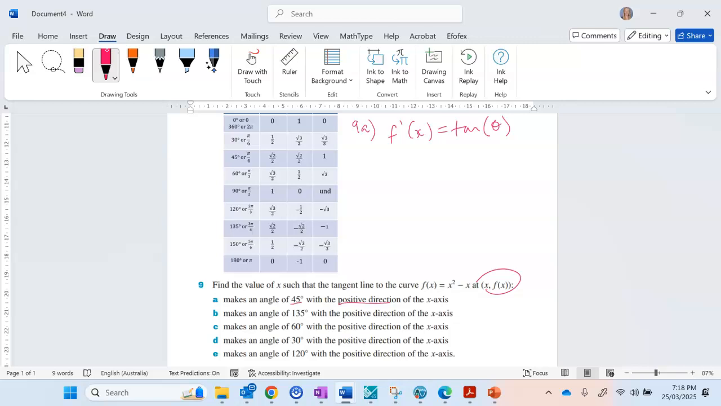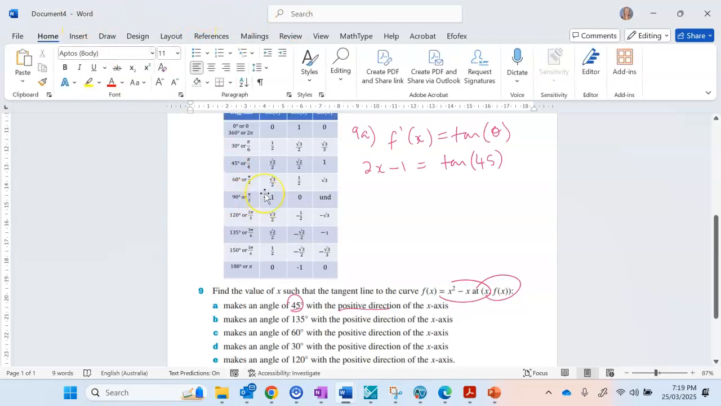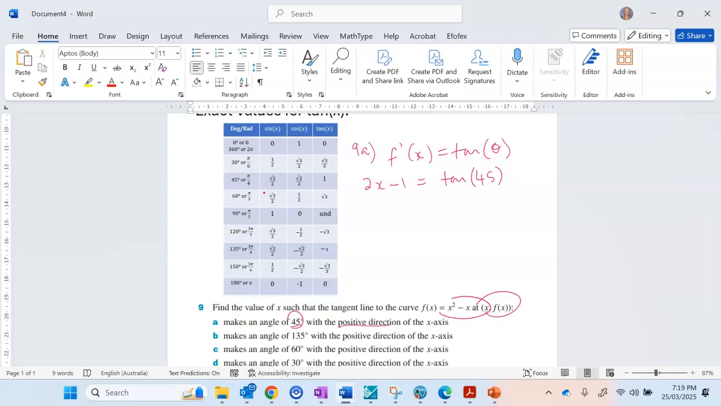All right, so the derivative is 2x minus 1. All right, so I'm just finding the derivative of this function. And it's asked us for tan 45. So I'm just going to do tan 45, and this is where your exact values come in. So looking at my table, let me just scroll up. All right, I've got tan going down to 45 degrees. It's equal to 1. And then we're just going to solve for x. So taking that 1 over, that gives us 1 plus 1 is 2. And then x is equal to 1.